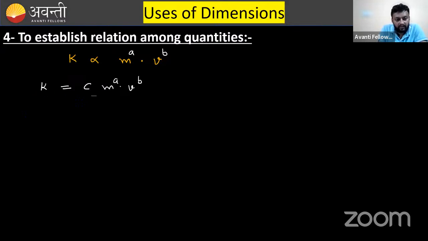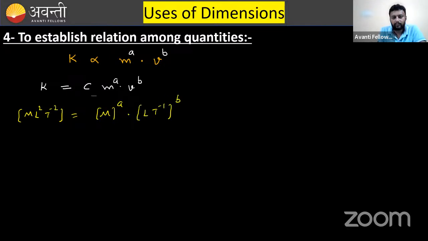Dimension of energy is what? ML square T minus 2. This is the dimension of energy. C is a constant term, so you can't write the dimension for that. Mass has a dimension with power A, and velocity, that is LT minus 1, has a power B.